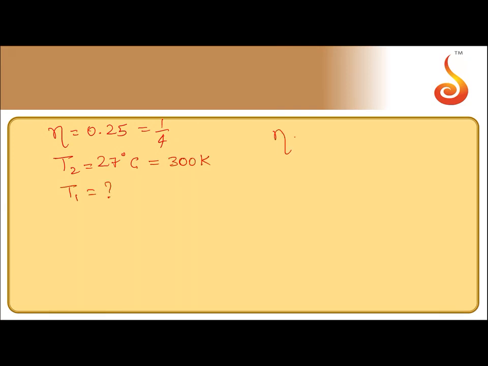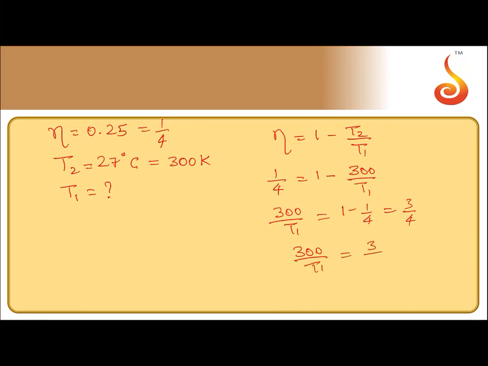So I need to find source temperature. So direct question, eta is equal to 1 minus T2 by T1. So 1 by 4 is equal to 1 minus 300 by T1. So 300 by T1 is equal to 1 minus 1 by 4, that is 3 by 4. So 300 by T1 is equal to 3 by 4. So T1 is equal to 400 Kelvin. 400 Kelvin means it is 127 degree Celsius. So that should be option B.